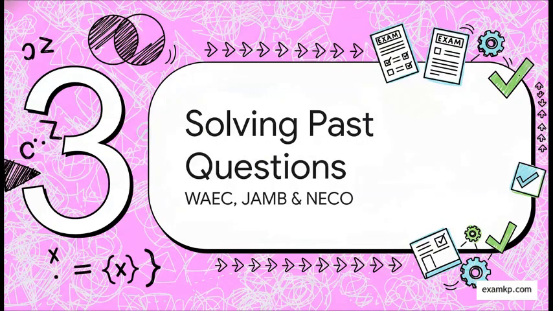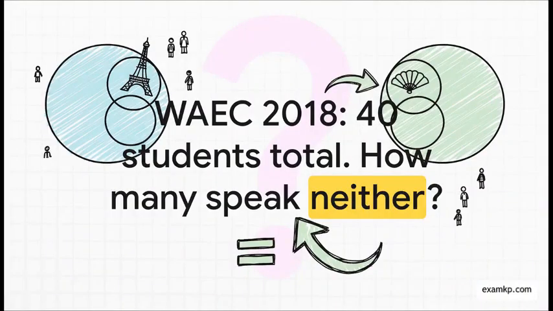All right. Theory is cool, but the real test is actually using it. Let's see how these tools get us the right answers on real exam questions. We are going to tackle past questions from WAEC, JAMB, and NECO, and we are starting right now. Okay, check this out. A classic from WAEC 2018. We've got 40 students total. We know how many speak French, how many speak Spanish, and this is the key. How many speak both? The question wants the number who speak neither. You see that? This is a perfect job for our main formula.